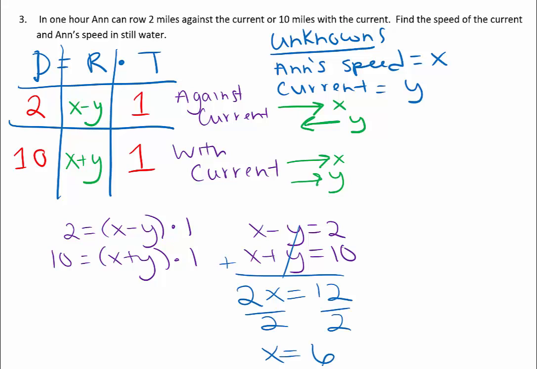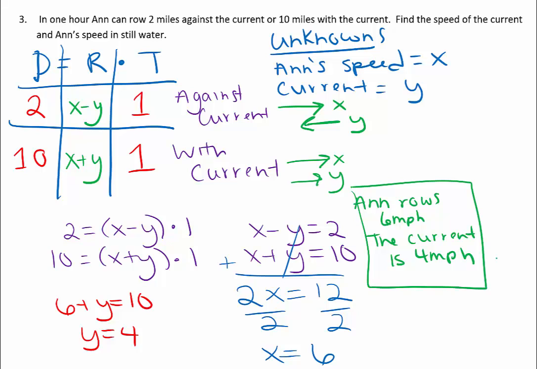These equations are set up perfectly for elimination. Add them together, the y's disappear. 2x equals 12, divide by 2, x is 6. I'm going to take that 6, plug it into either equation. I'll plug it into the bottom one. So 6 plus y equals 10, subtract the 6, y equals 4. So that tells me Anne is rowing at a rate of 6 miles per hour, and the current is moving at a rate of 4 miles per hour.